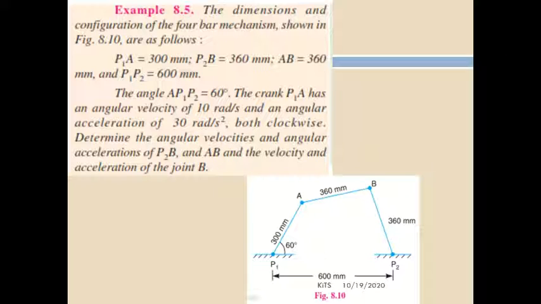In the previous classes, we have solved certain problems to find out the velocity of the links based on two methods. One is the instantaneous center method and another one is the relative velocity method. In this class, we are going to draw the acceleration diagram. Earlier, we found the velocity of the links. In this class, we are going to find out the acceleration of the link.